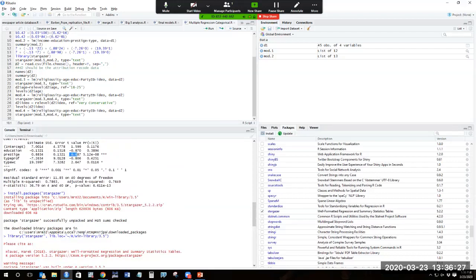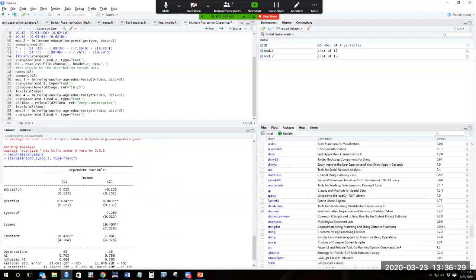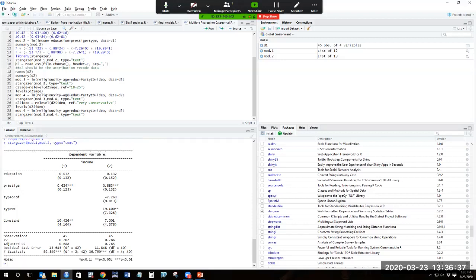0.883, 6.687. So this divided by this is 6.6 whatever. That's bigger than 1.96, plus it has a star, so it's statistically significant. Professional is not significantly different from blue collar. White collar is significantly different from blue collar, and it's kind of large, right?